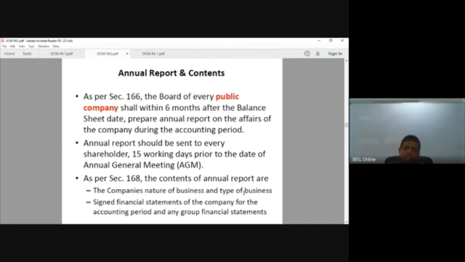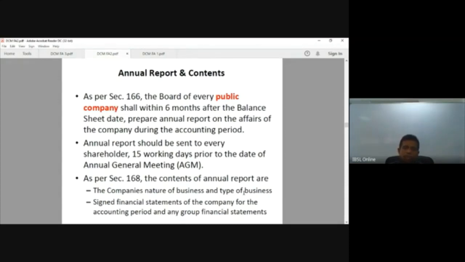If you decide to have the AGM after 31st March, there is some period where you can have the AGM, but normally every bank prefers to have its AGM before 31st March. That is a custom. But the normal requirement under the Company Act is that a public company shall, within 6 months after the balance sheet date, prepare the annual report and send it to the shareholders. Under section 168, the Company Act also talks about the content of the annual report.